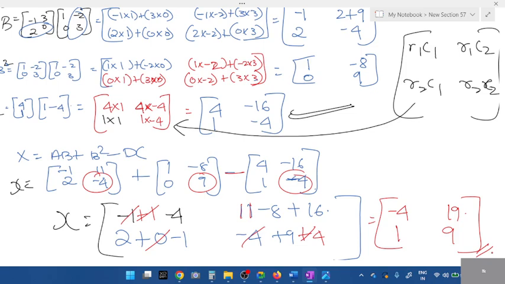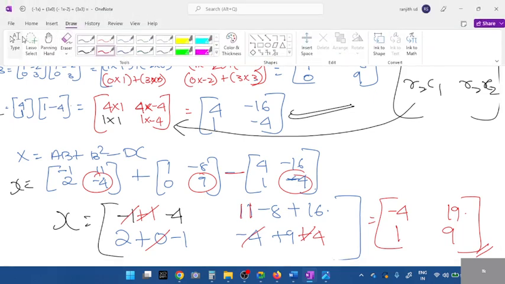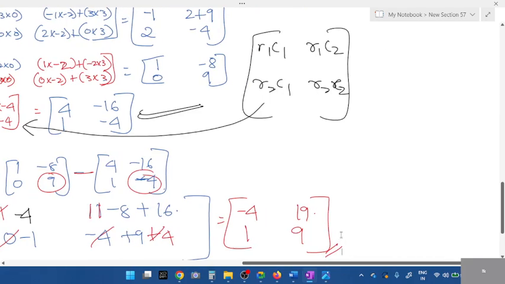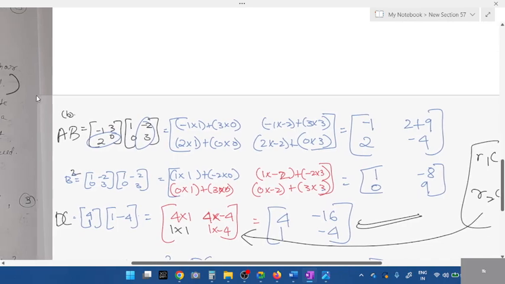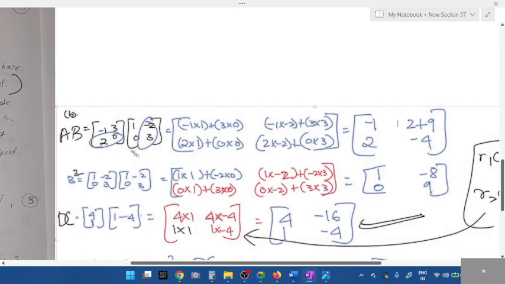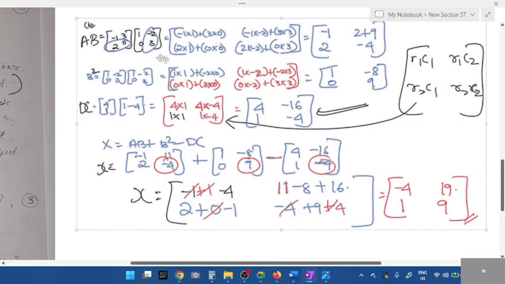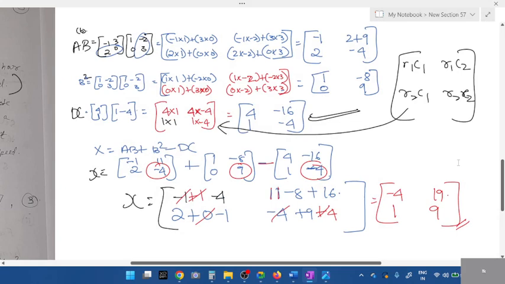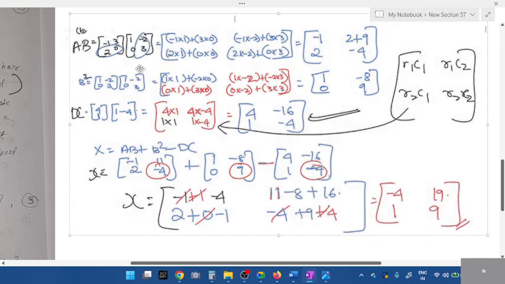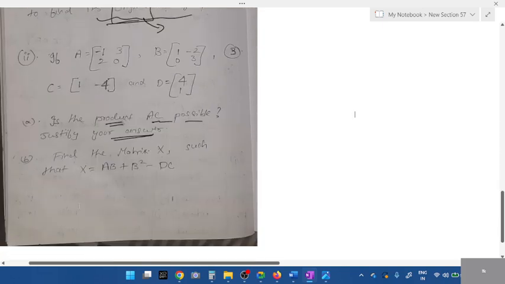Competency based question. This is how they're going to ask. Shall I do the next one, students? All of you understood? Any doubts? Okay, practice later. Next one.